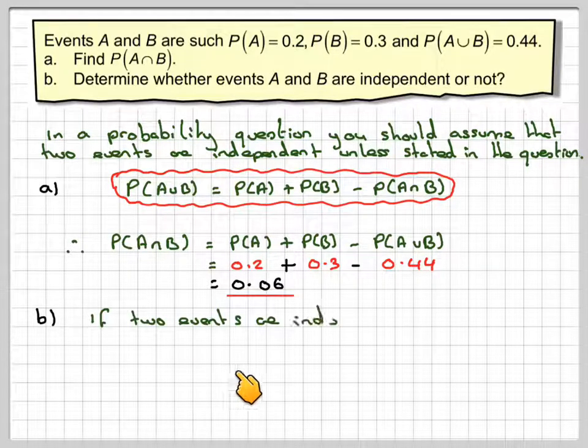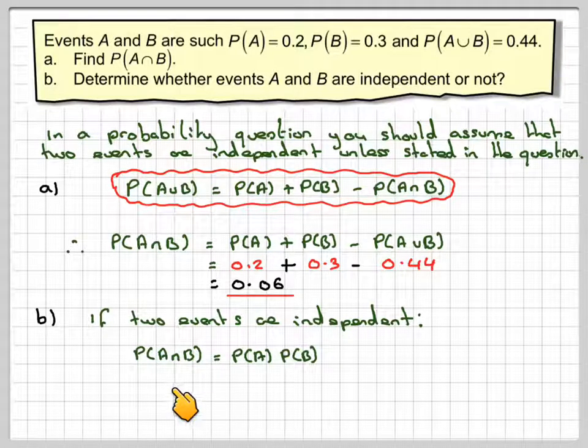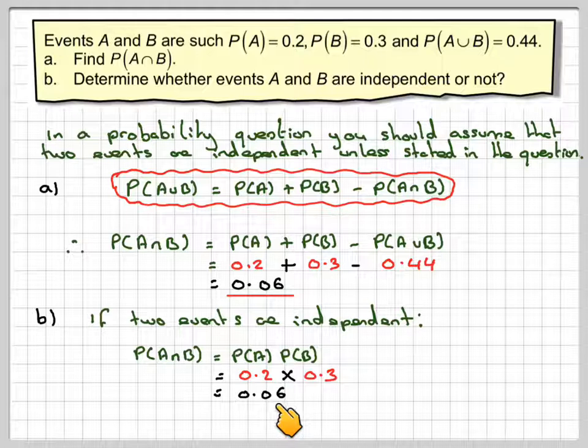If two events are independent, then we know that the probability of A and B has got to be equal to the probability of A times the probability of B. So we multiply these two together and if we get 0.06, then we can say the two events are independent. If we don't get that, then we say they're not independent. So that is 0.2 times 0.3, which is going to be equal to 0.06.